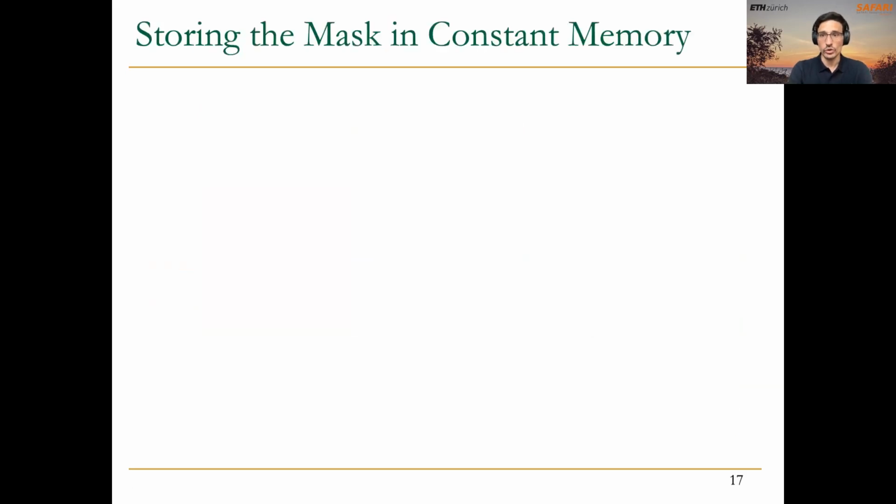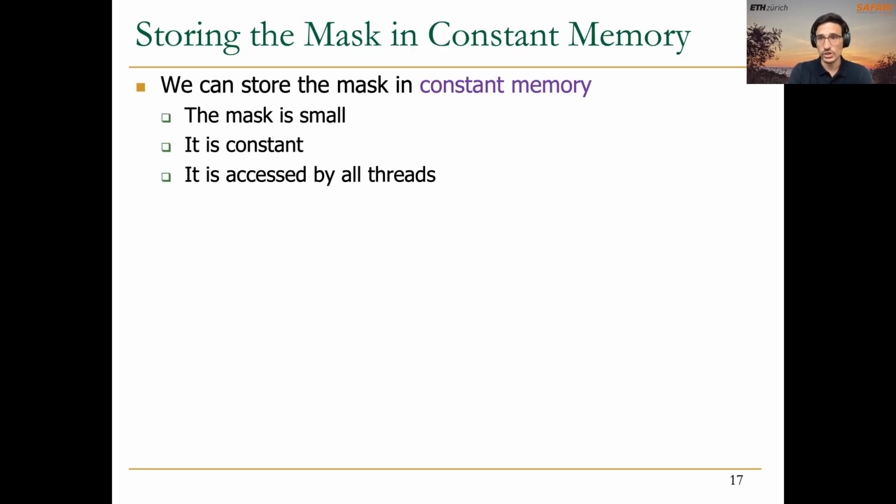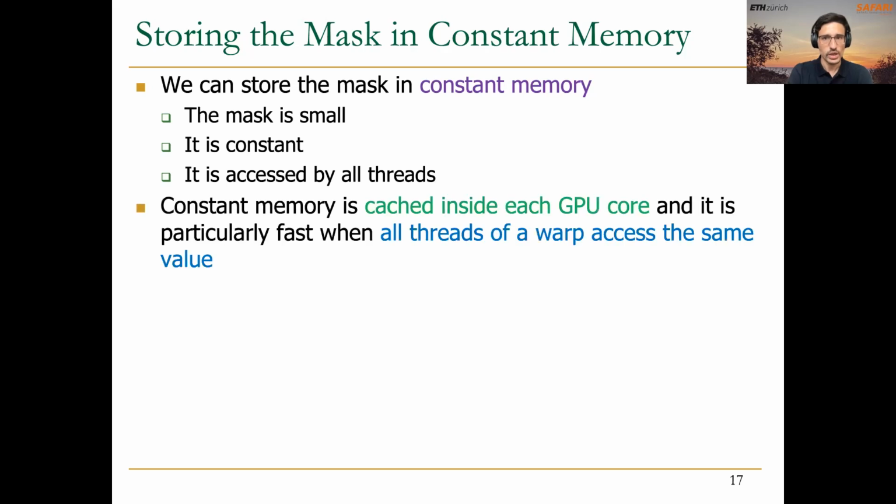So let's see how we are going to use this constant memory. We are going to use it to store the mask. We can do that because usually the mask is small, the mask is constant, and it's accessed by all threads running on the GPU core in this specific example of the convolution. The constant memory, as I mentioned before, is cached inside each GPU core, and it is particularly fast when all threads of the warp access the same value. In that case, we can have very fast accesses to the constant memory, and our code can become pretty high performance.